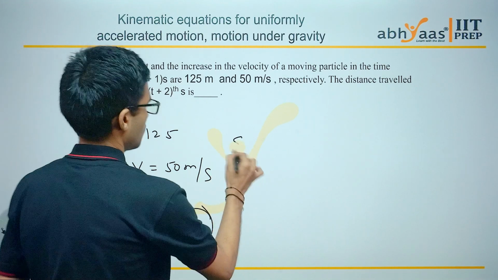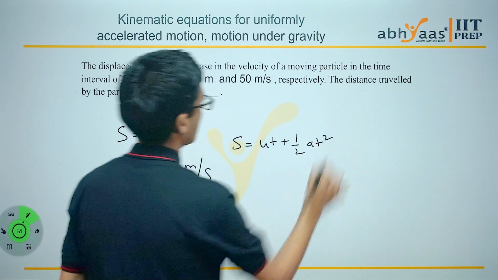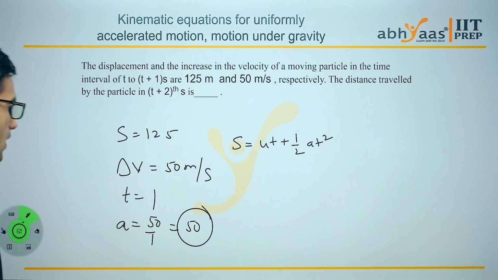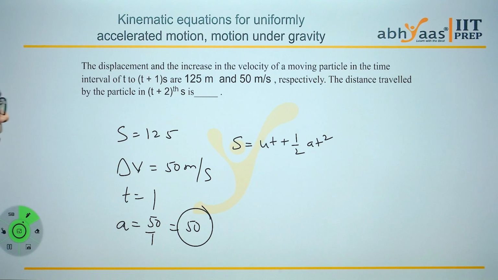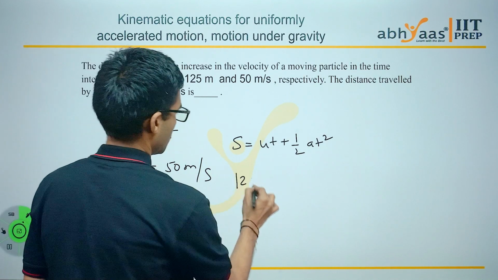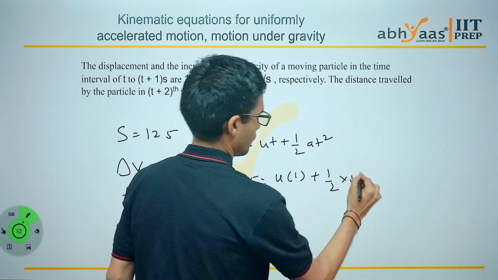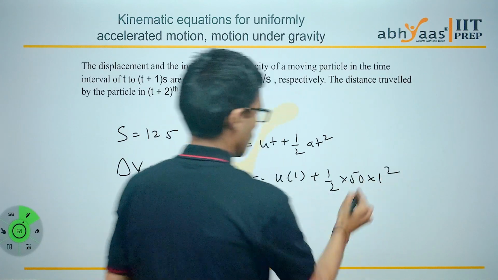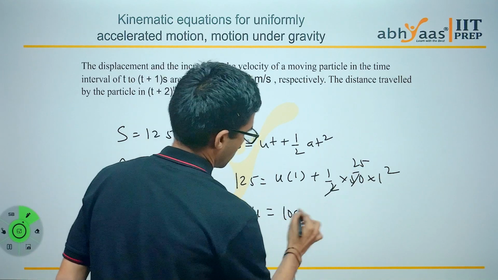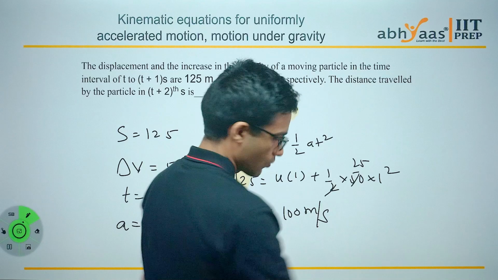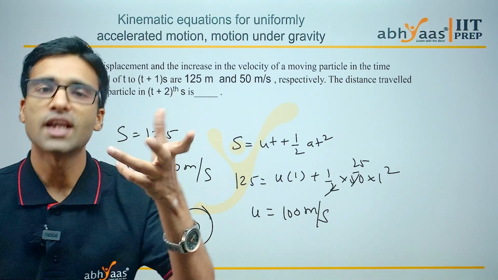Here S is equal to ut plus half at square. Here A is there, time is there. Distance traveled in the t plus 2 seconds. So 125 is equal to u into 1 plus 1 by 2 into 50 into 1 square. So cancel this, 25. U is equal to 100 meter per second. But what is he asking? He is asking for t plus 2 seconds. That means n equal to 2.